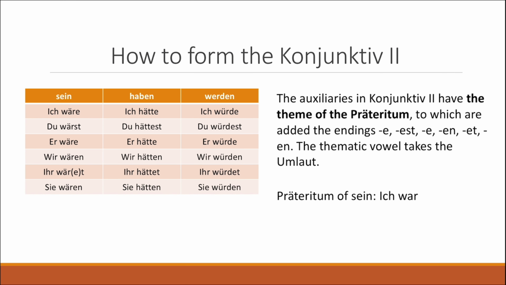For example, the Präteritum of sein is ich war. So in order to form the Konjunktiv II, we're simply going to add the ending e, and then we're going to change the stem vowel. So it's not going to be an a anymore, but it's going to be an e, because it takes the umlaut. So it's going to be ich wäre. So if you do it this way, it is very easy to build it. You simply have to know the Präteritum of the verb, and then you can change it in order to form the Konjunktiv II. So this is very good for us.